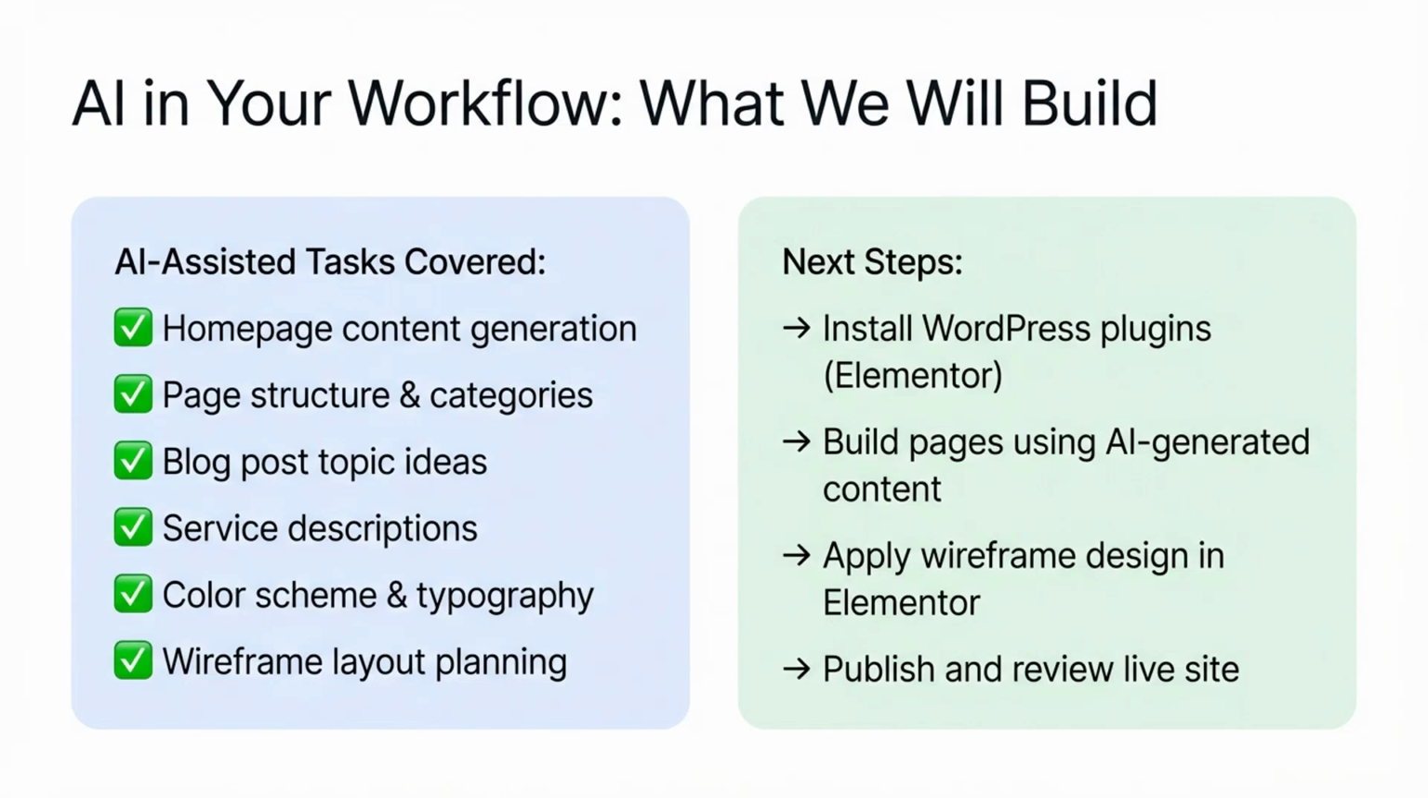To bring everything together, the instructor has shown how AI, specifically ChatGPT, can be woven into every stage of your website planning process, from generating homepage content and blog topics, to defining your color palette and typography, to producing a full wireframe layout. AI handles the heavy lifting on the planning side. What comes next is taking all of this structured output and actually building it inside WordPress using Elementor. That's where the real hands-on work begins.